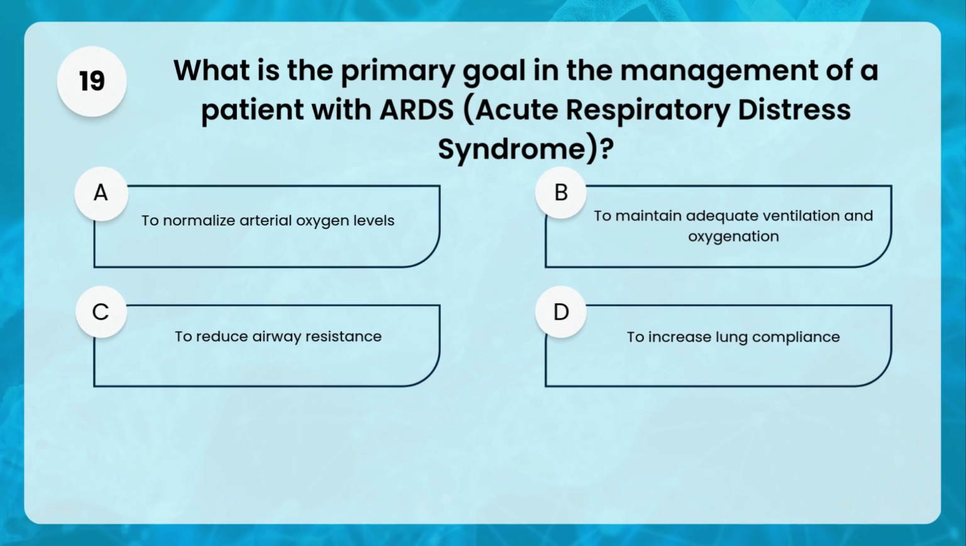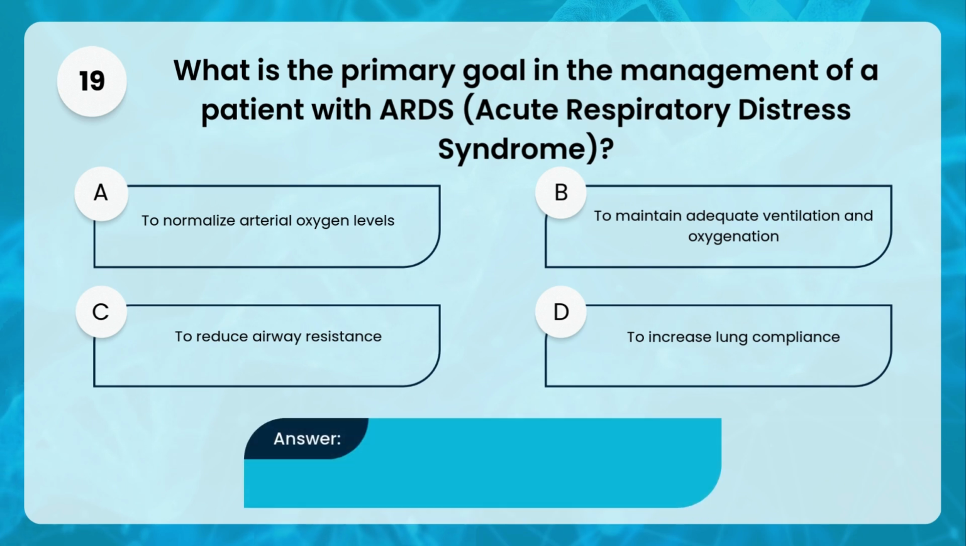A. To normalize arterial oxygen levels. B. To maintain adequate ventilation and oxygenation. C. To reduce airway resistance. Or D. To increase lung compliance. The answer is B. To maintain adequate ventilation and oxygenation.